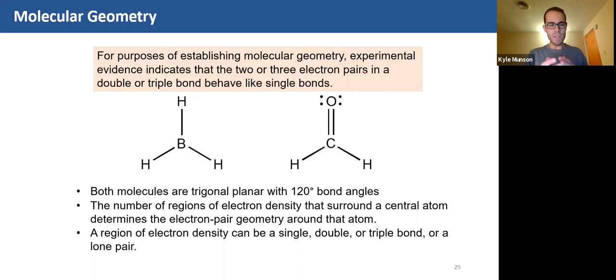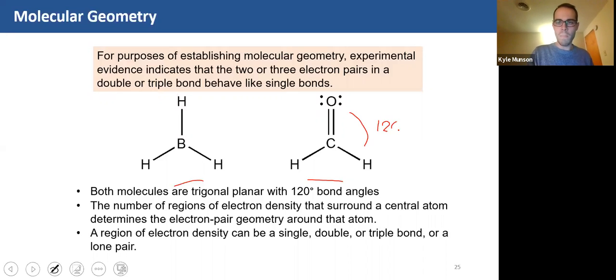So if we look here, here's an example of 2 molecules. The one on the left obviously has no double bonds. The one on the right has double bonds. Both molecules, in terms of their geometry, are trigonal planar with 120-degree bond angles here, okay?